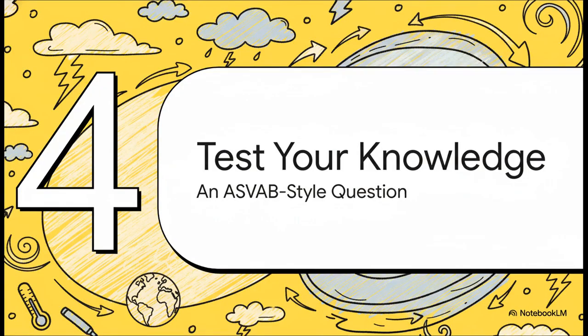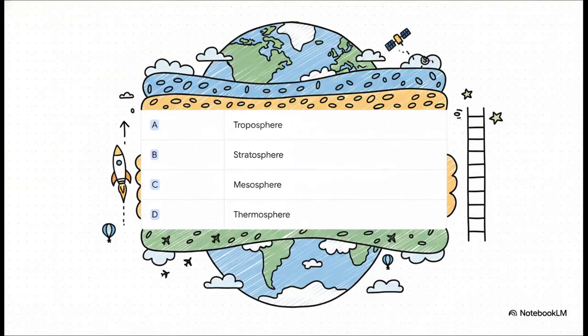Okay, now that we've covered the science and why it's so important, let's put what you've learned to the test. Here's a practice question, just like one you might see on the general science section of the ASVAB. Which atmospheric layer contains the ozone layer? Is it A, troposphere, B, stratosphere, C, mesosphere, or D, thermosphere? Take a second and think back on our climb up that atmospheric ladder.